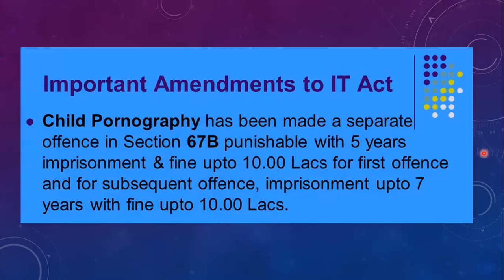in which publishing or transmitting material depicting children in any sexual act is punishable under 67B. So whomsoever publishes or transmits or causes to be published anything which depicts children engaged in any sexual act. If you have certain things in which children are engaged in any sexual act, they are punishable, and if you are caught participating in that, then you are punishable under 67B.